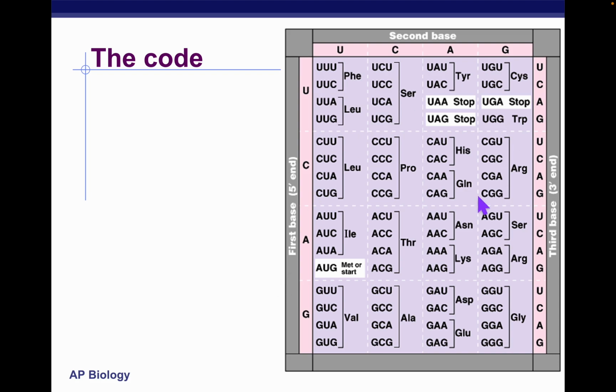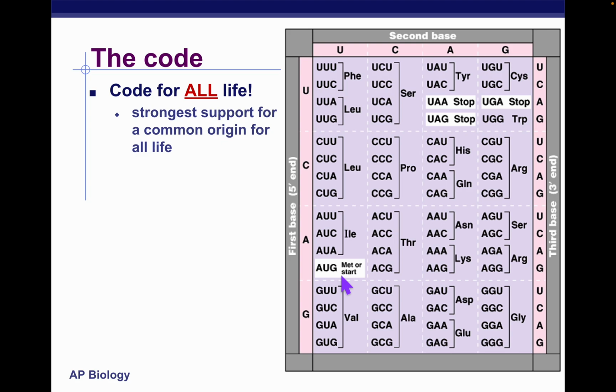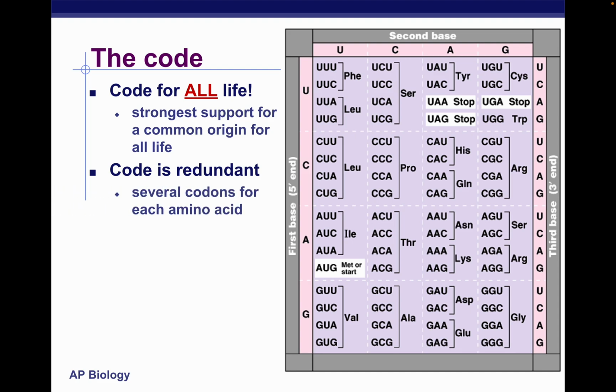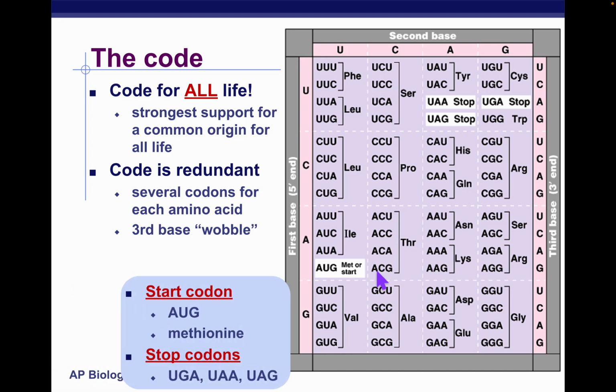So the code, this is what we call the universal genetic code. And at the end of this, I'm going to teach you how to use it a little bit better. This is the code for all life. And what we have here are different combinations of bases, right? And you could see that it only codes for 20 different amino acids. This is the strongest support for a common origin for all life. The code is redundant. There's several codons for each amino acid. If you think there's 4 for valine, 4 here for alanine, 2, right? The third base is what we call a wobble, okay?